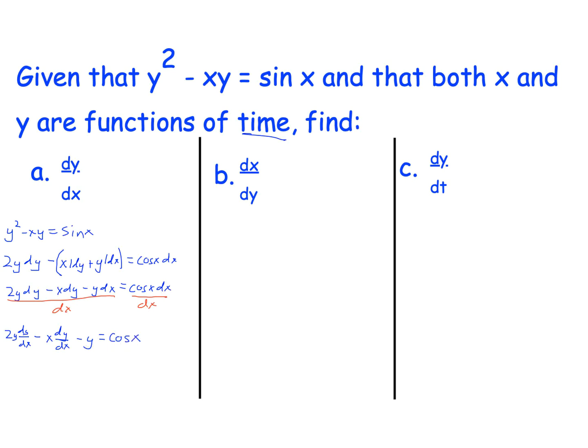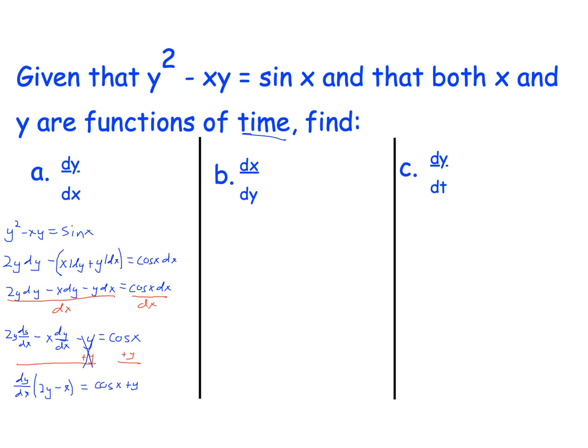Now what we would do is we have dy/dx over here already. We're going to add y to both sides. And as I write this next step, I'm going to go ahead and factor out the dy/dx at the same time. So this becomes 0. And we're going to factor out the dy/dx. We got 2y minus x equals cosine x plus y.